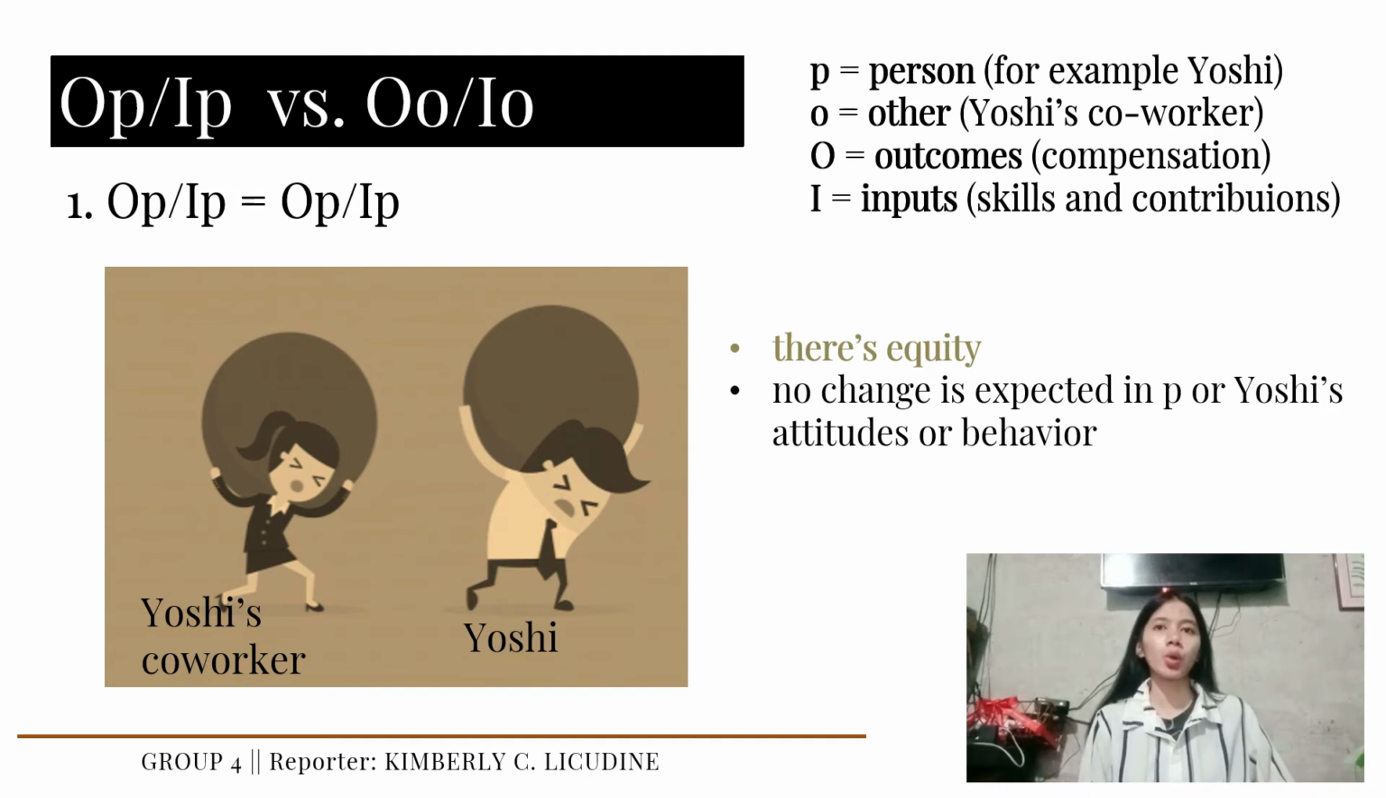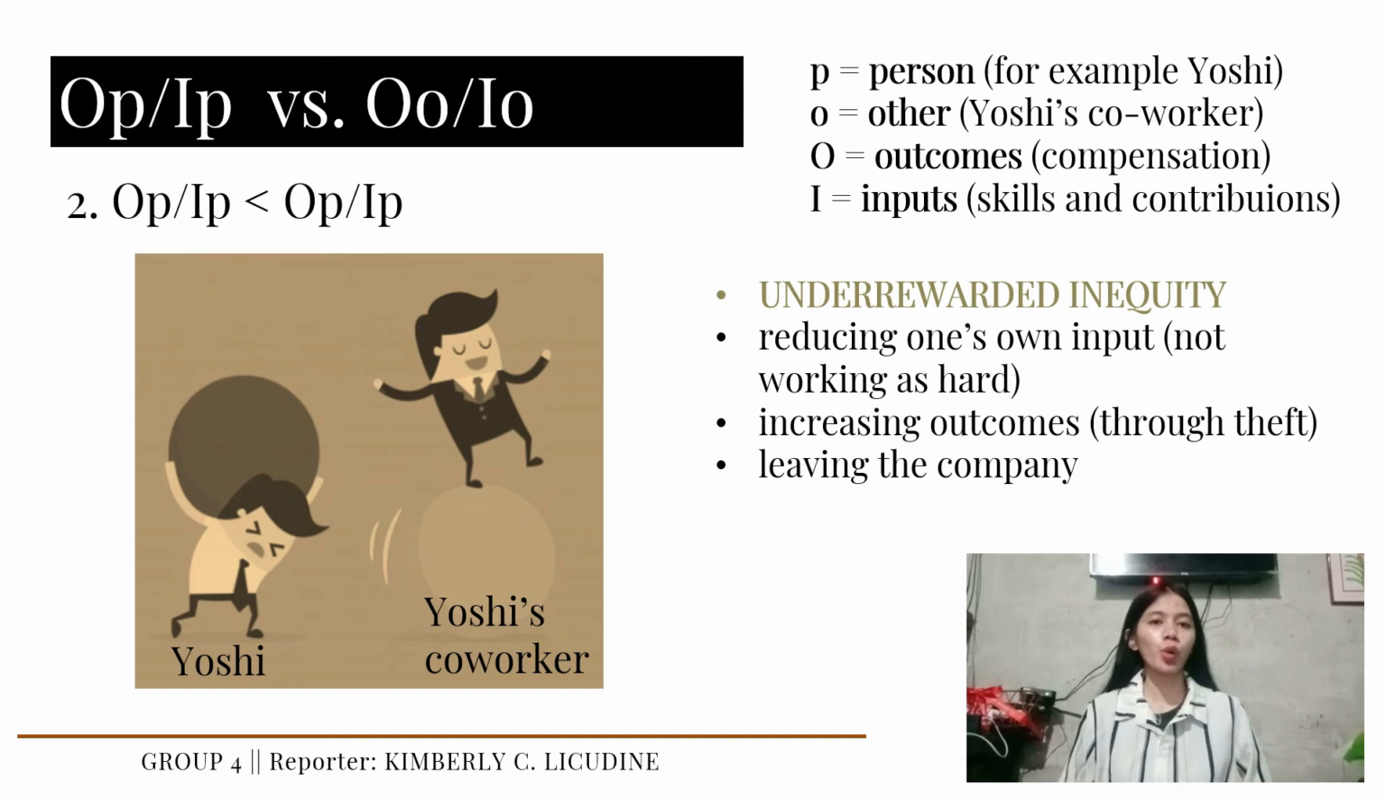In the first scenario, if the ratio of Yoshi is equivalent to the ratio of his coworker, it is said that there is equity. So if there's equity, no change is expected in Yoshi's attitude or behavior. However, if Yoshi's coworker's ratio is greater than his ratio, there is an under-rewarded inequity. If there is an under-rewarded inequity, it could result in the restoration of equity through reducing one's own input by not working as hard as before, or by increasing outcomes through theft, or he may also leave the company.